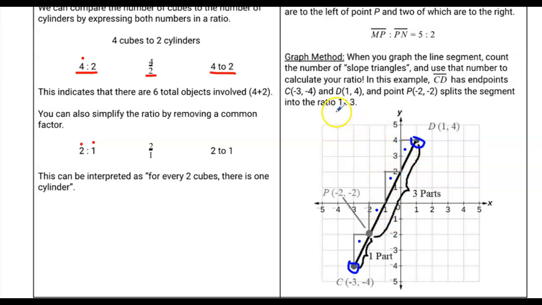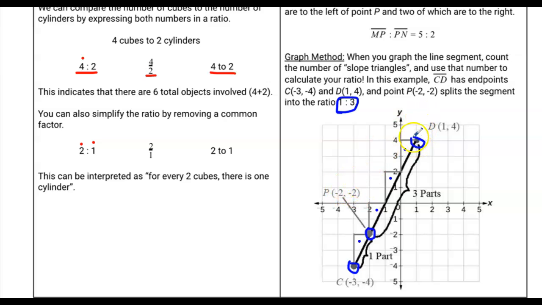Now, if the question asks us what point splits it into the ratio of 1 to 3, that's pretty straightforward. We just need 1 part that's on the left-hand side and 3 parts on the right-hand side. That would be this point right here. That point, of course, is point P. We call it point P because it's the point that partitions the line segment. And we can identify its coordinates just by graphing.